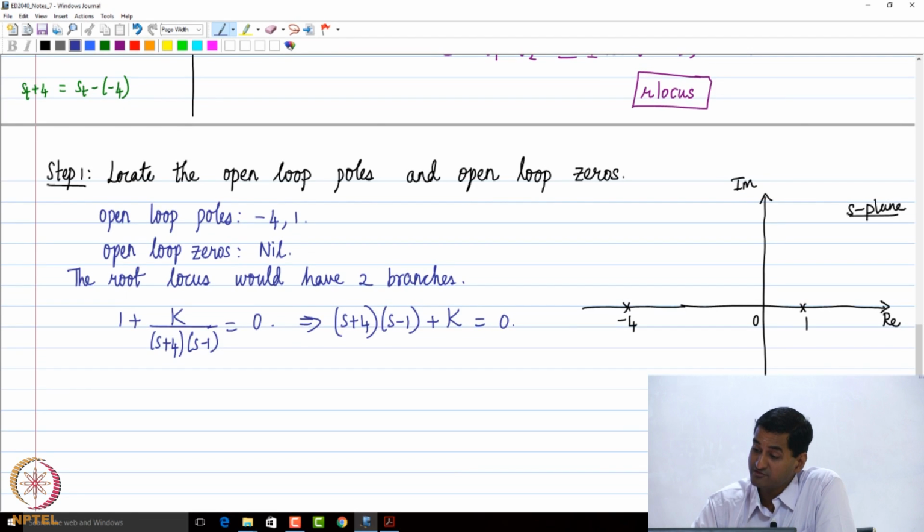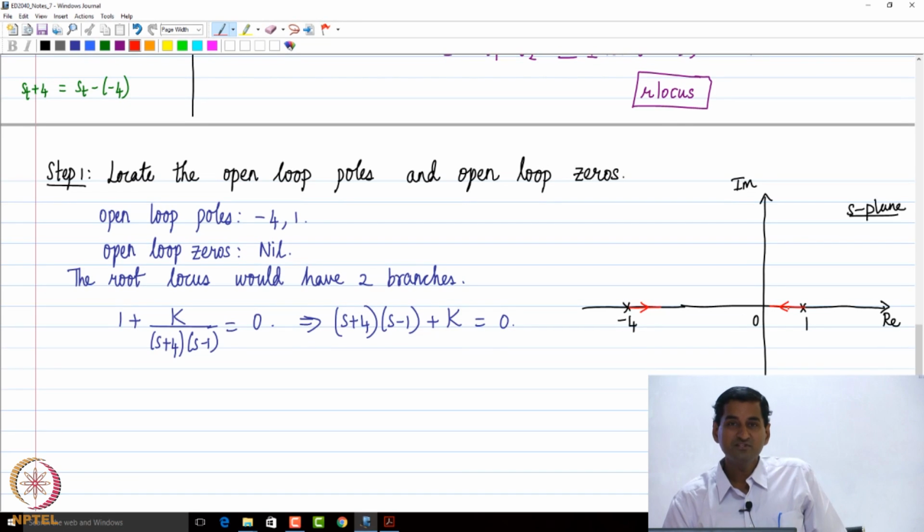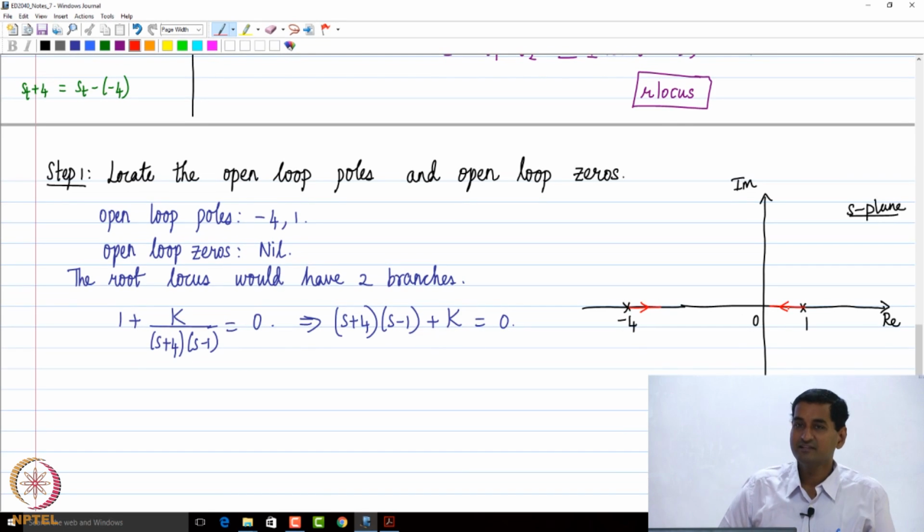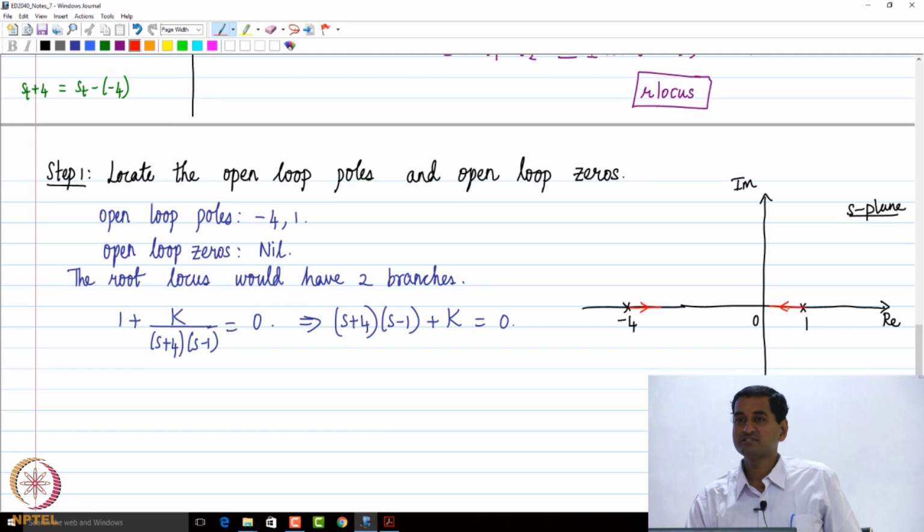Now the question is, when they start from -4 and +1, they are going to start like this. I'm going to draw how they start, and you tell me the answer and the justification as to why. The 2 branches of the root locus will start like this. The branch which starts at -4 would go towards the right on the real axis, and the branch starting at +1 would go to the left on the real axis. What do you think are the reasons behind this?